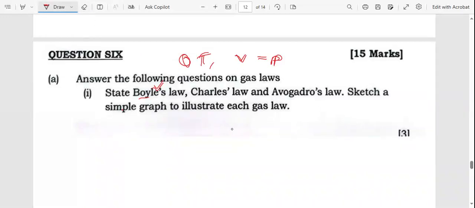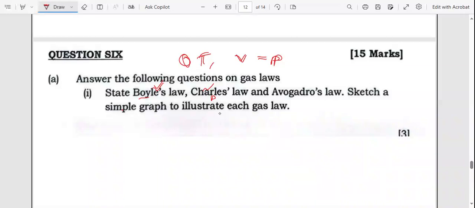So for Charles' law, it states that at constant pressure, the volume is directly proportional to its temperature. That means there is always a constant K produced, so volume is equal to TK. Dividing throughout by T because we want K, K is equal to volume over T. So K is constant.